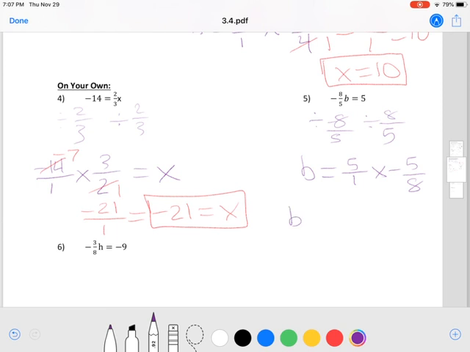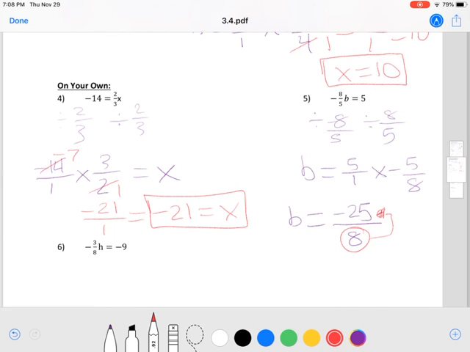So we can say b equals negative 25 over 8. 5 times negative 5 is negative 25, and 8 times 1 is 8. Now we could divide this out if we wanted to. If you want to turn this into a decimal, you can. I'm going to turn it into a mixed number. So remember, for a mixed number, how many times does our denominator, 8, go into our numerator of 25?